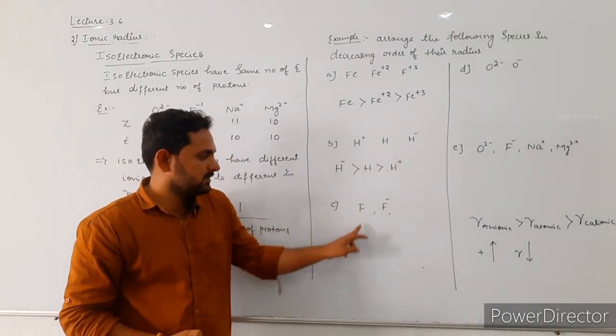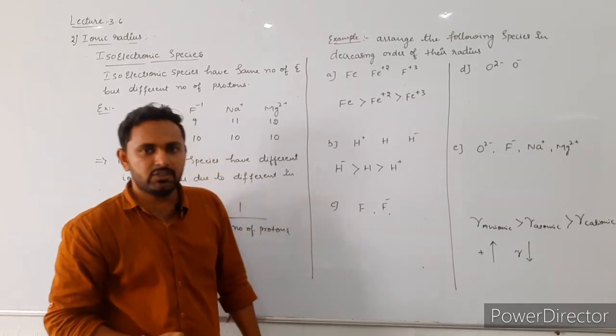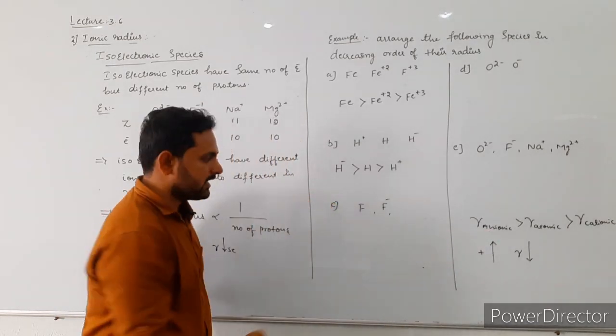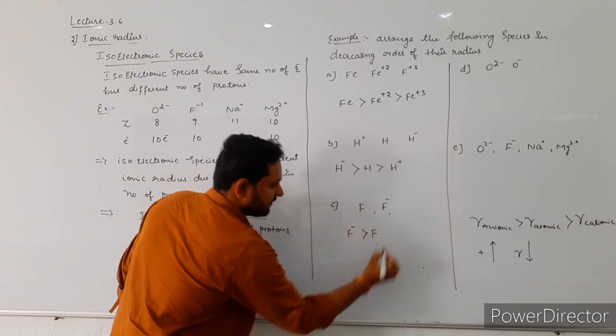Next, come to the third one, F and F minus. Between these two species, which has more radius? Anionic radius is greater than atomic radius. So, F minus is greater than F.